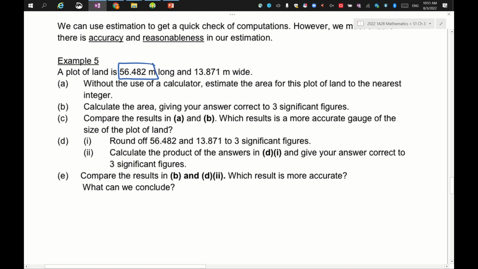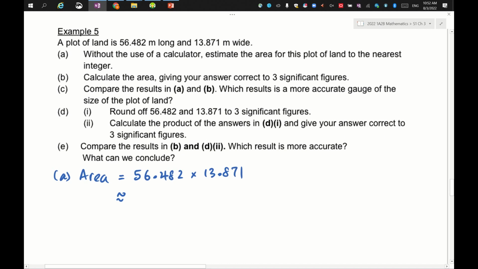56.482 meters long. So this is an example of a number that is very precise. Very precise, a lot of significant figures. And it is 13.871 meters wide. Okay? Without the use of the calculator, estimate. So in part A, area. Since they want us to find area, you write down area equals to, our formula states, length times breadth, 56.482 times 13.871. And now, do the estimation. What would you like to change your 56.482 to become? Something that is reasonably easy for you to estimate.